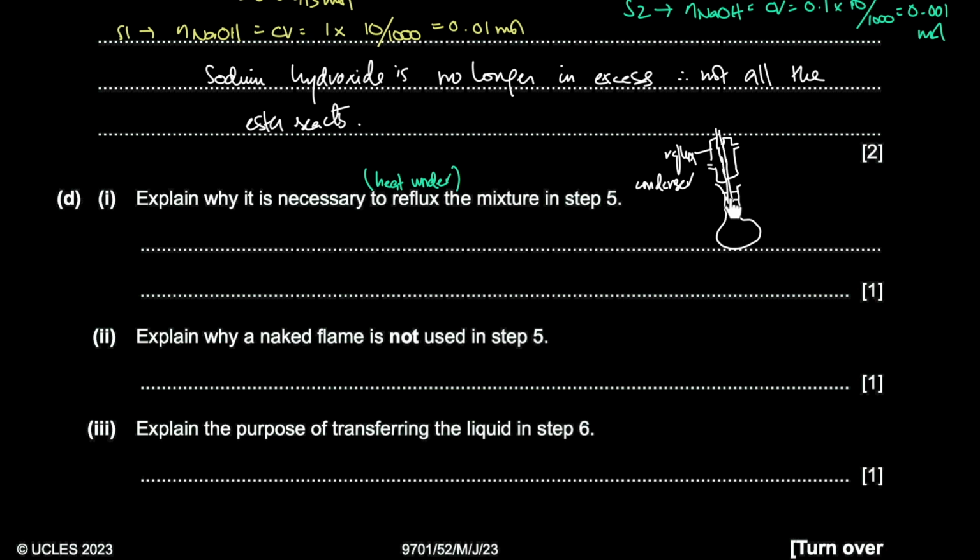We can't seal the contents of the flask because that would lead to a pressure buildup, and that would be dangerous. The reason we heat the contents of the flask is to increase the rate of the reaction. That's why we're heating: to increase the rate of the reaction.